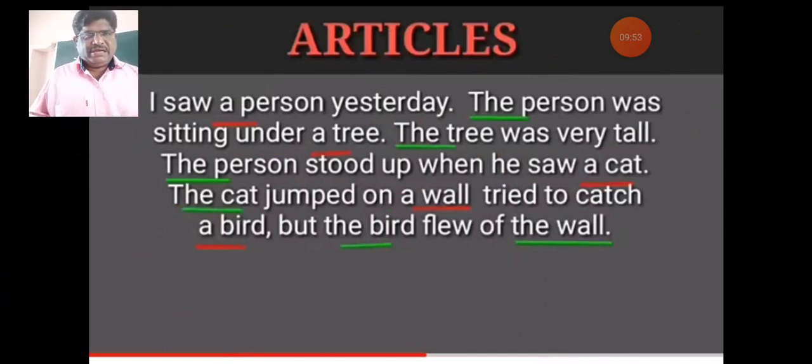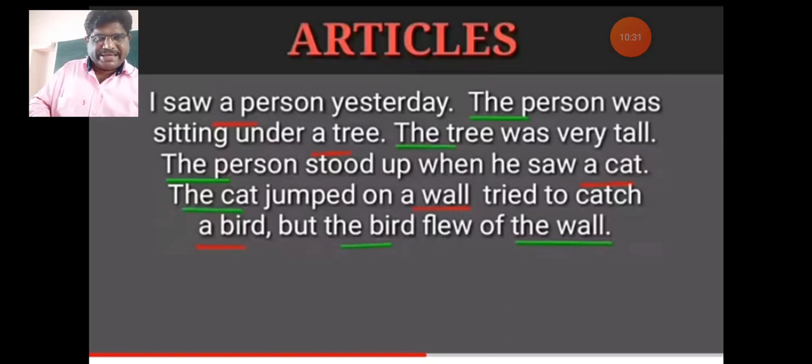In the second example, the same sentence is given. A person is in red font. The person, in the underlined green font, is the same person repeated here. That time we use the definite article the. The person was sitting under a tree. A tree is coming the first time. The same tree comes the second time, and we use the definite article the. A tree, the tree.